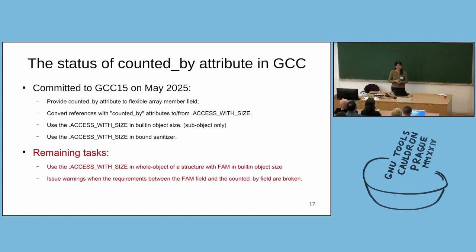And the remaining task is, yeah, there are two remaining tasks. Last year, we planned to use this information to improve the dynamic object size to calculate the whole object size for structure with flexible array member. And the second item is issue warnings, if the requirement we mentioned previously is broken in the user source code. Yeah, we tried to implement these two items, but due to other things, these two were given lower priority, so I haven't started them yet.